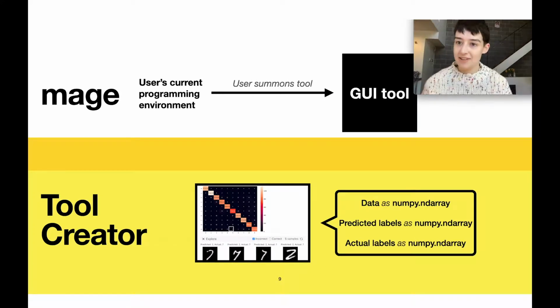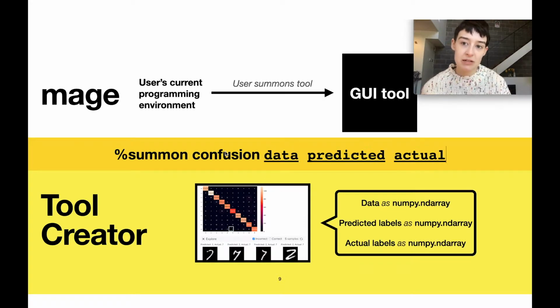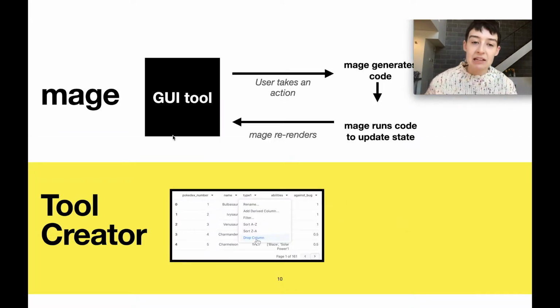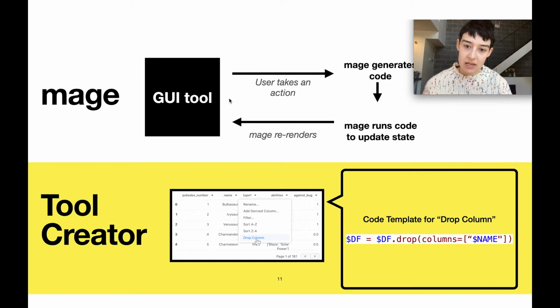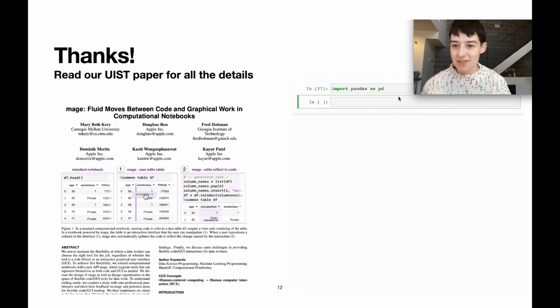Now, how Mage works, very simplified, is that it handles the aspects of the user's programming environment to provide a tool creator with what information they need to display appropriate context information in the user's environment. Now, as the user works, they can summon, using the summon command, the GUI tool along with the data that the tool requires. And as they take action within a GUI tool, Mage is going to auto-generate code that corresponds to the work they've done. And this code is provided by code templates the tool creator uses that Mage fills in using aspects of the user's programming environment.